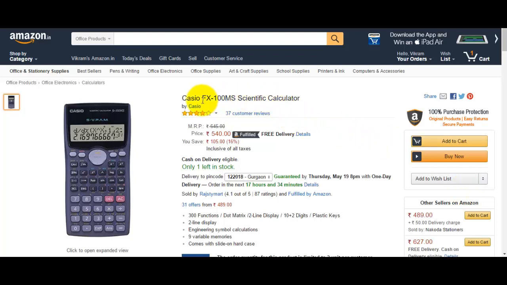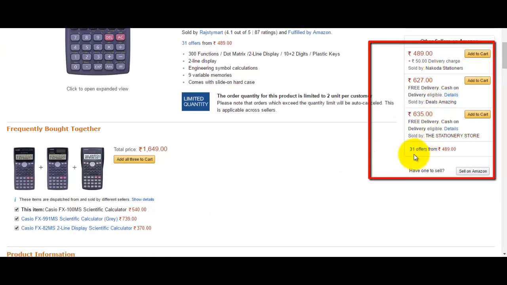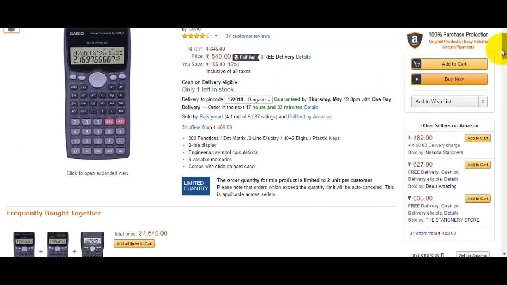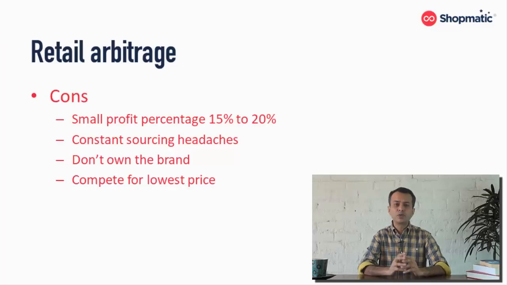Let's assume that you've picked up this calculator, the Casio FX100MS. Now, potentially, you could sell that calculator on this product listing page at Amazon. The problem is, if you scroll down, you will see that you're competing with 34 other sellers for the same calculator, and the only differentiation is price. Since it's a price game and a race to the bottom on price, this is not a model that I would suggest for you. Now, there are several problems with this model.